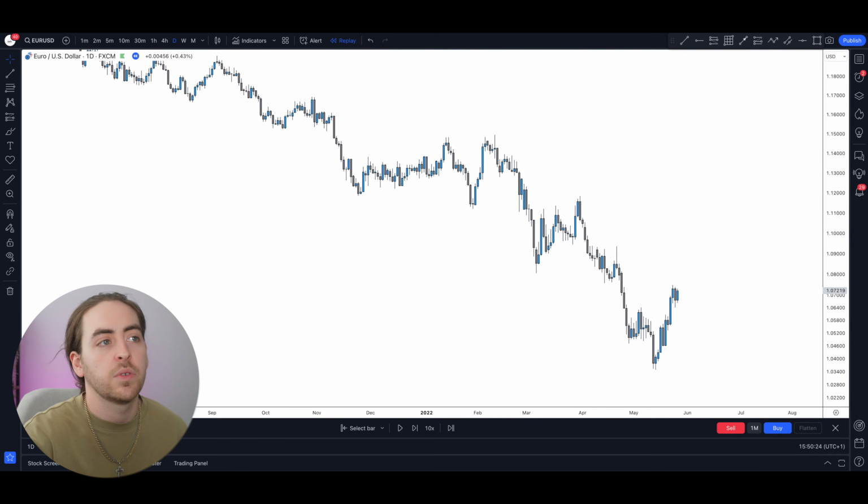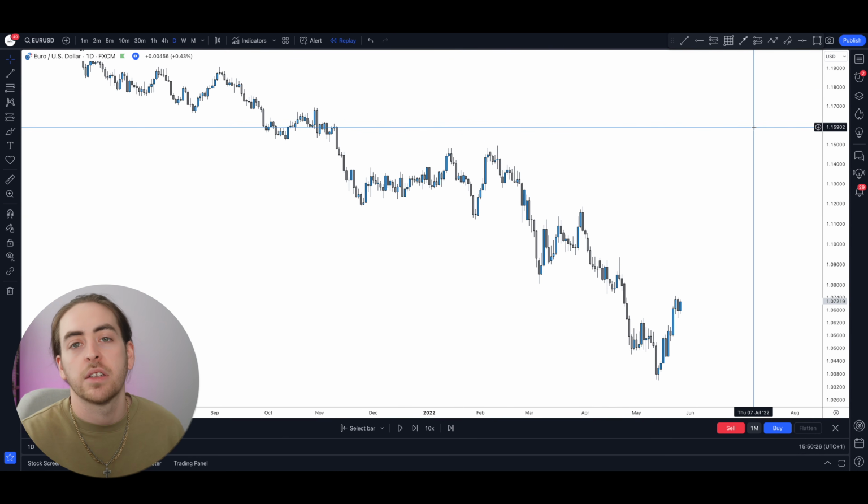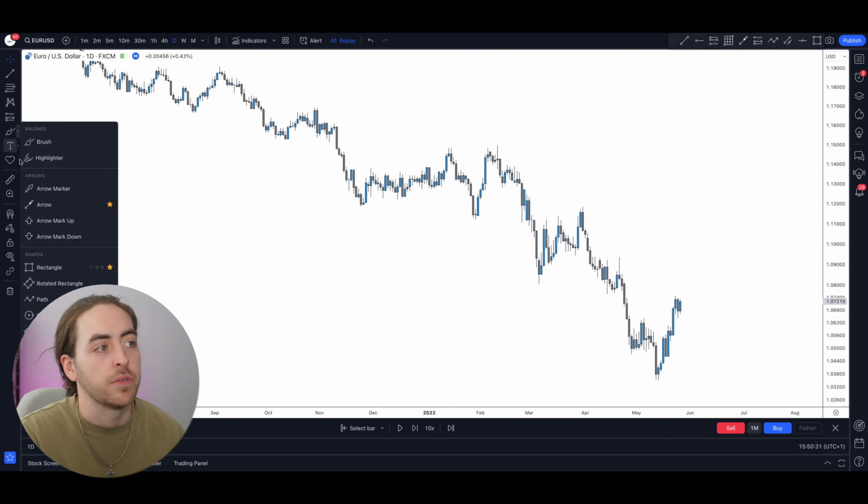Here's another example looking at EURUSD. Tell me by looking at this chart, who's in control? I think it's quite clear now that the sellers are in control of this market.